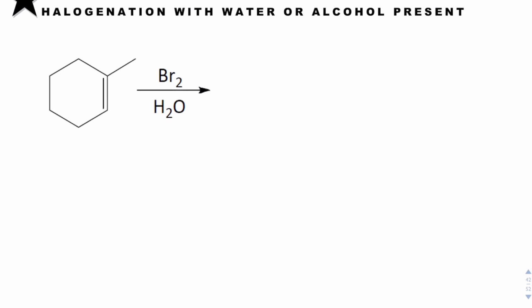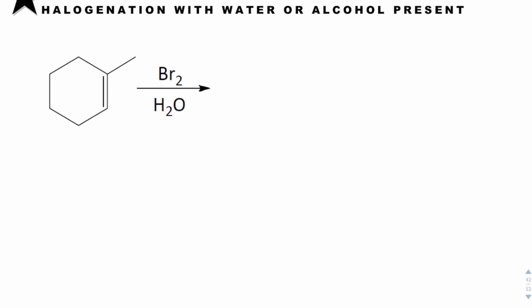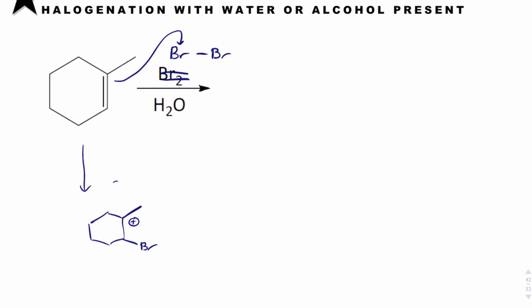Okay, last one. Halogenation with water or alcohol present. This one's going to start out very similar. We have bromine dissolved in water, so we have Br, Br. And my nucleophile attacks, takes the Br. We're going to put the Br on the bottom carbon like we talked about before because that puts a tertiary intermediate, which is going to be more stable.